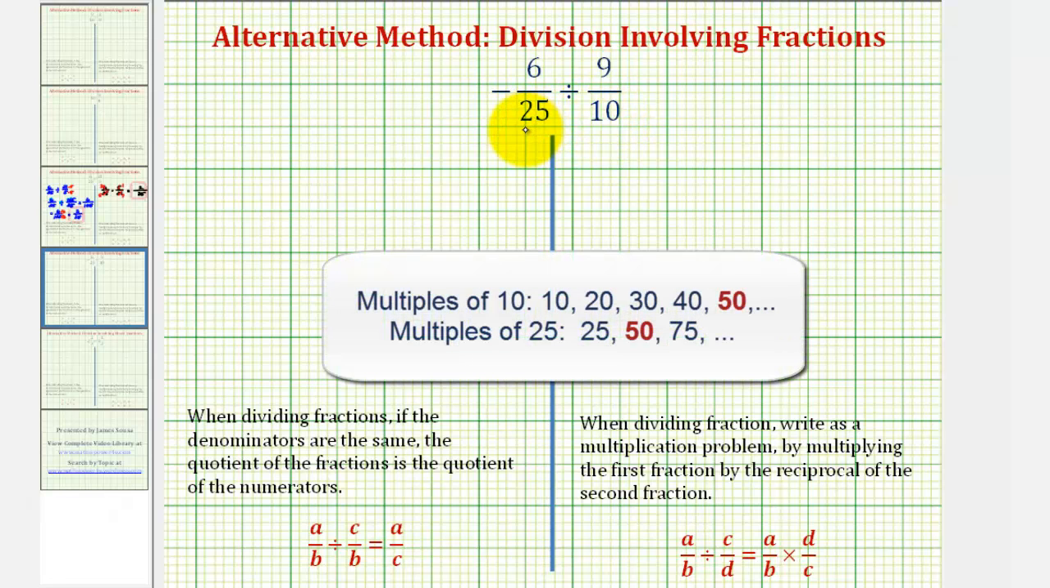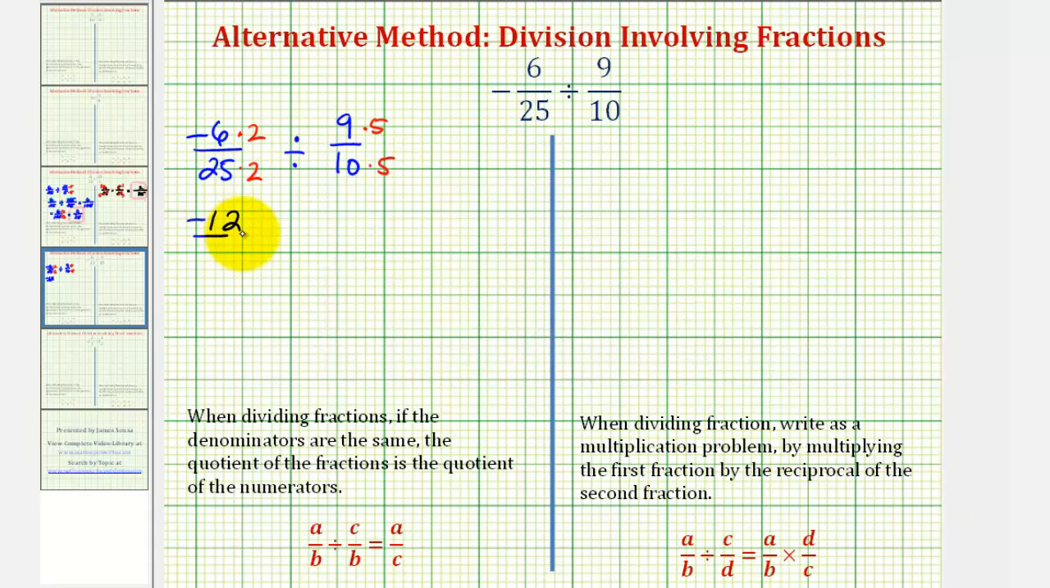And since 50 is the least common multiple of 25 and 10, we're going to multiply negative 6/25 by 2 over 2 to obtain a denominator of 50. We'll multiply 9 over 10 by 5 over 5. Notice now in both cases, our denominator will be 50. So we'll have negative 12/50 divided by 45/50.